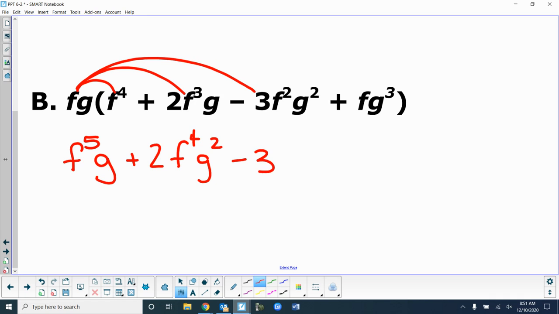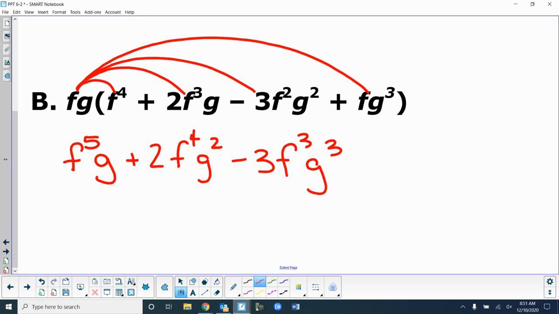Negative 3x. F to the, oh, there you go. And G, don't forget there's 1 here. Yeah. And the last one. Good. Good.